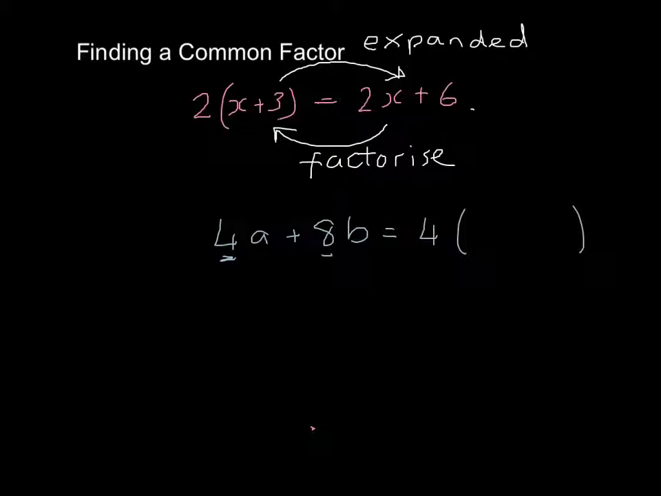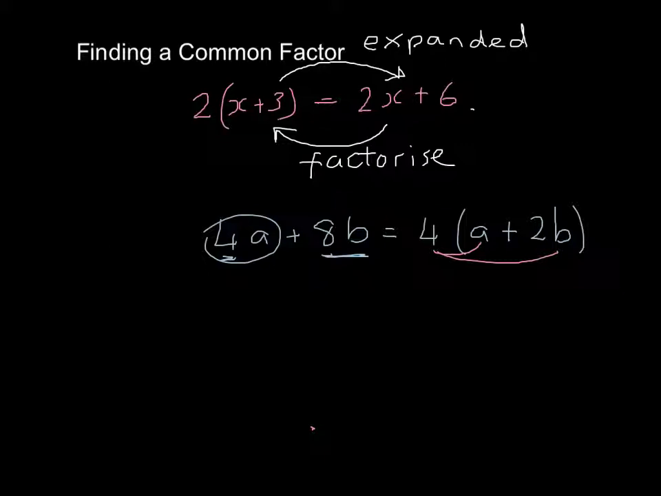So 4 times, what makes 4a here? 4 times a makes 4a, plus I have 4 times what makes 8b? 4 times 2b makes 8b. So double check that. 4 times a is 4a, 4 times 2b is 8b, which I have on the left hand side.